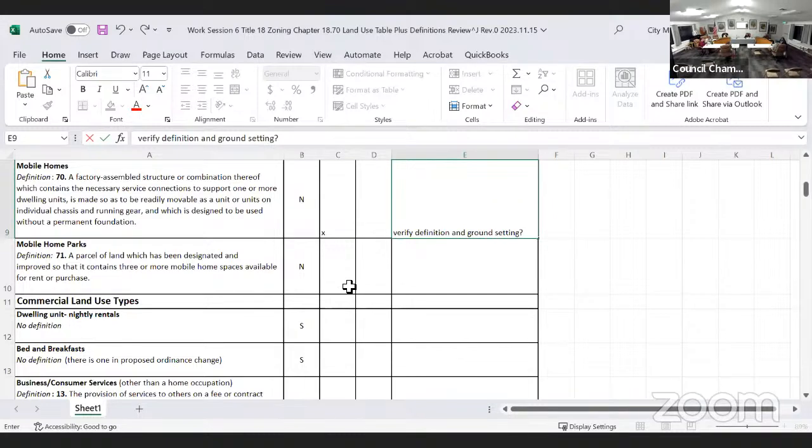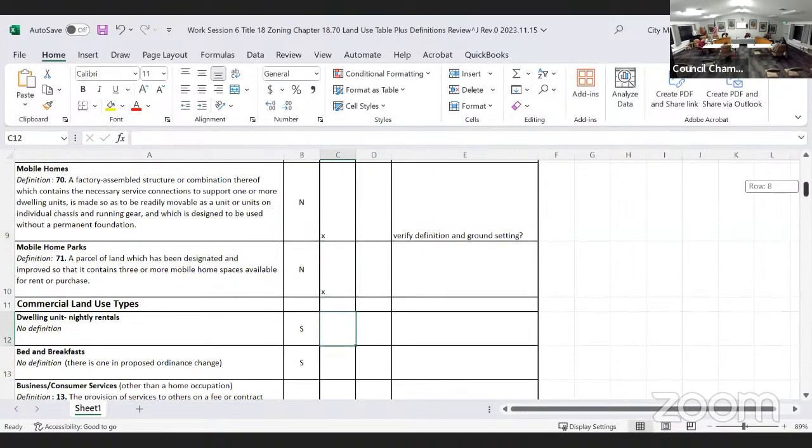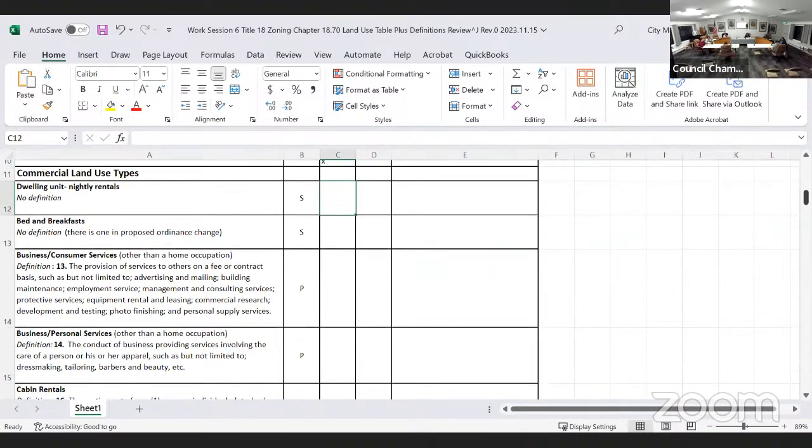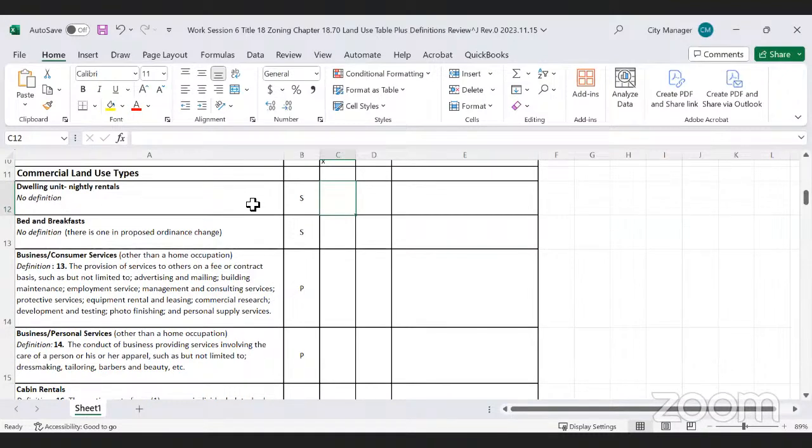So on that note, mobile home parks not permitted. No mobile homes, no mobile home parks. That's fine the way it sits, unless there's any differing opinions. Moving down.